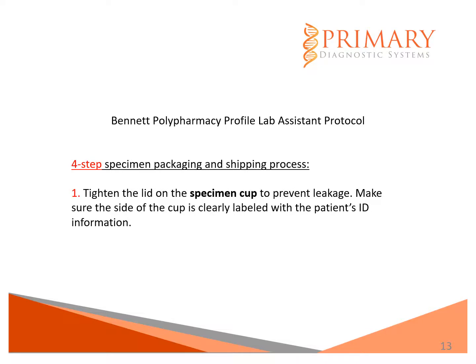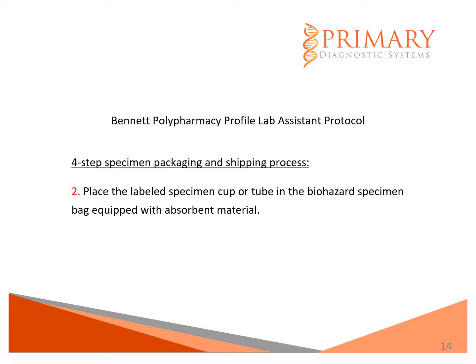Specimen packaging and shipping is a 4-step process. The first is to tighten the lid on the specimen cup to prevent leakage. Make sure the side of the cup is clearly labeled with the patient's ID information. The next step in the packaging and shipping process is to place the labeled specimen cup or tube in the biohazard specimen bag. This is equipped with absorbent material.